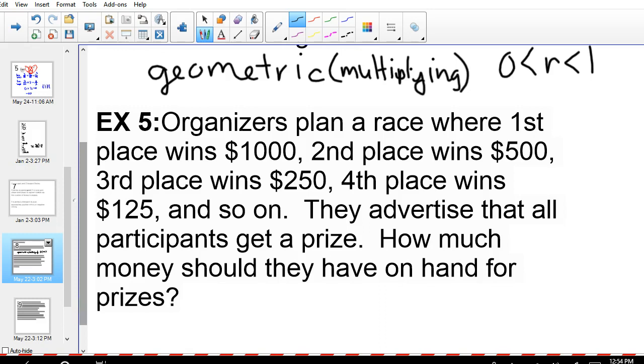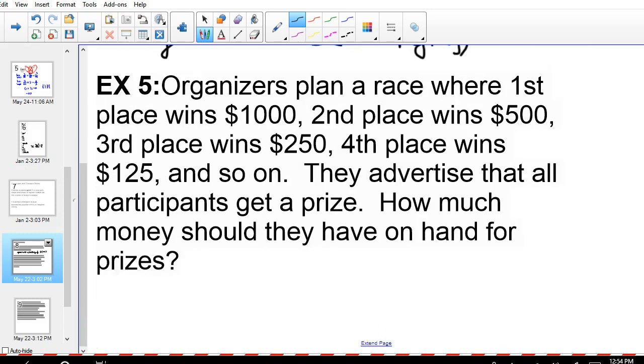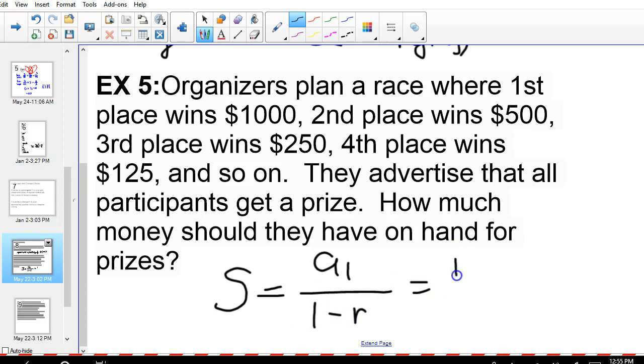So infinite sequences or series. First of all, they have to be geometric. You'll notice on your formula sheet underneath arithmetic, you do not have an S equals. That S is for your infinite series. What we're going to do for this infinite series is say S equals, and the formula is a sub 1 over 1 minus r. Okay, so for this one, a sub 1 is 1,000.